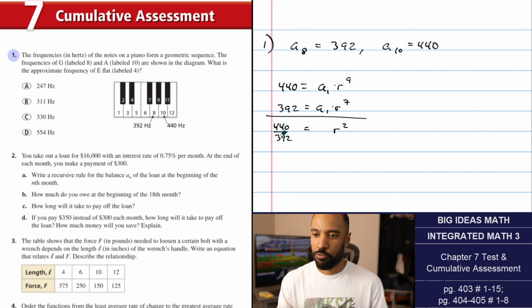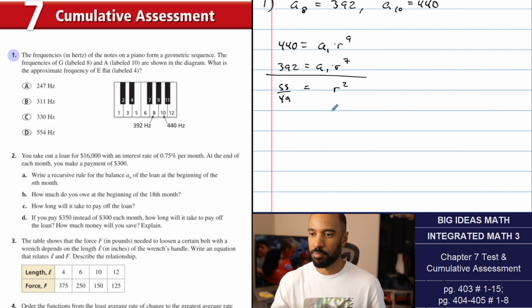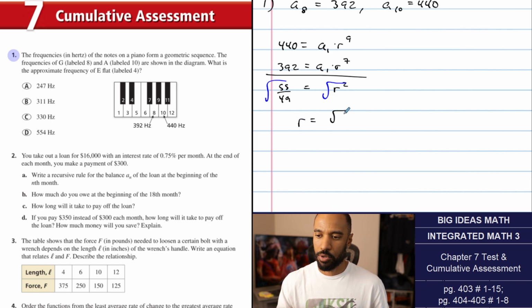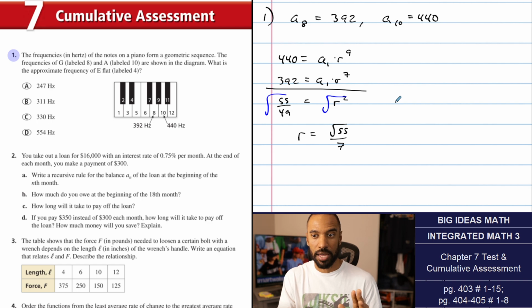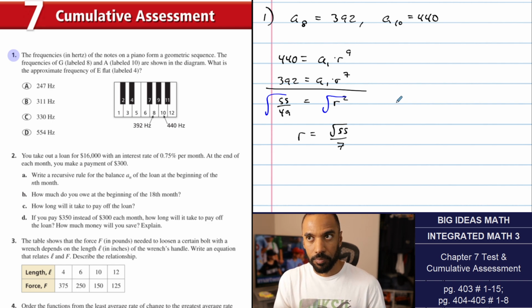So 440 over 392 is also 55 over 49. That's a little more pleasant, because if I take the square root of both sides, I'll get r equals square root of 55 all over 7. So it's irrational. That's why the numbers weren't too pleasant. But as a fraction, it ain't too bad. Now, I'm not going to do the plus or minus because these frequencies can't be negative. I'm just going to use the positive version.